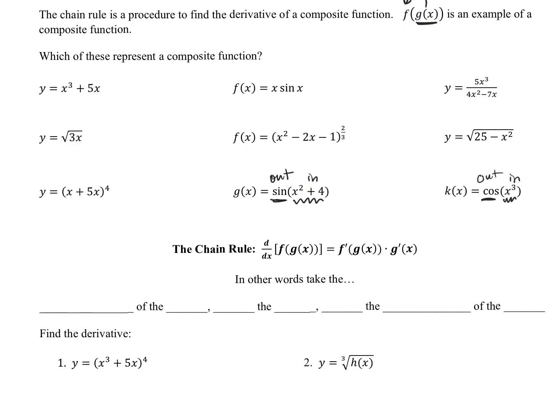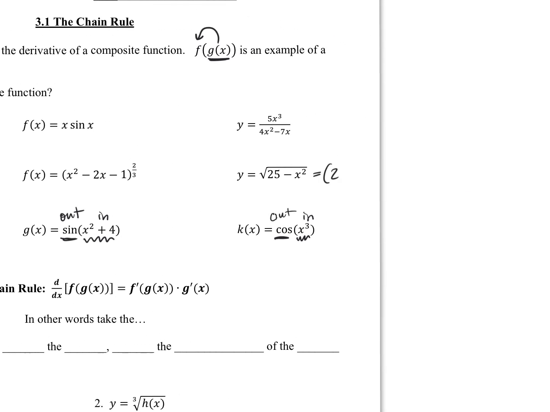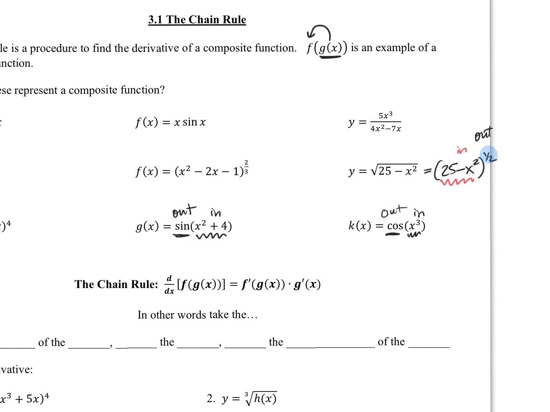How could I write that with an exponent instead? 25 minus x squared to the... Yeah. And so, Elliot, this 1/2 is my outer shell, if you will. And then this 25 minus x squared is my inner chocolate. Okay. Middle. Gavin, you said middle. Agreed, Gav. This 2/3 is my outer shell. This x squared minus 2x minus 1, that's my inner chocolate.